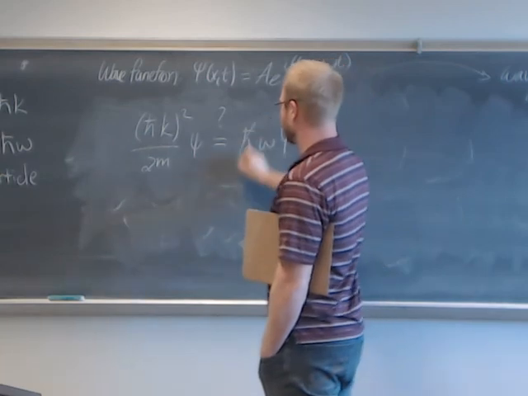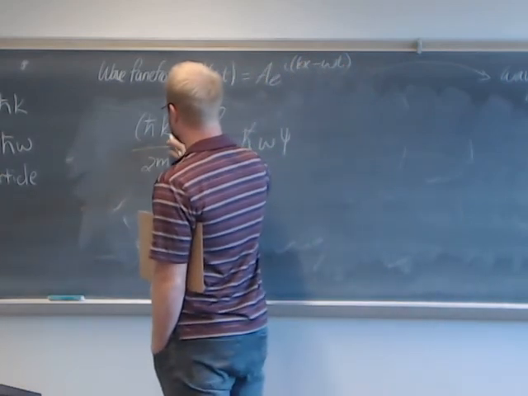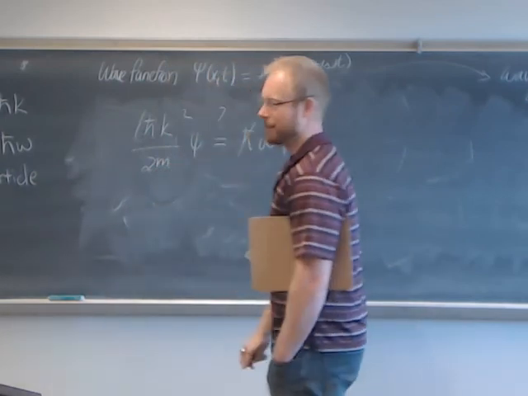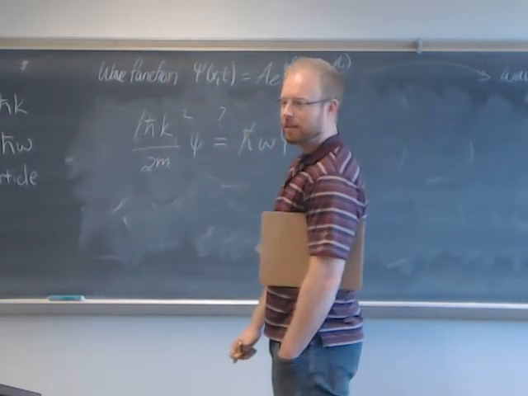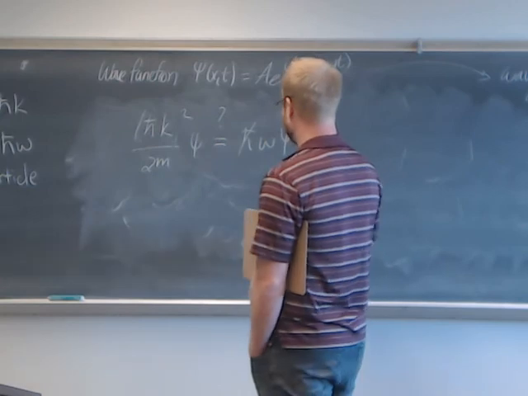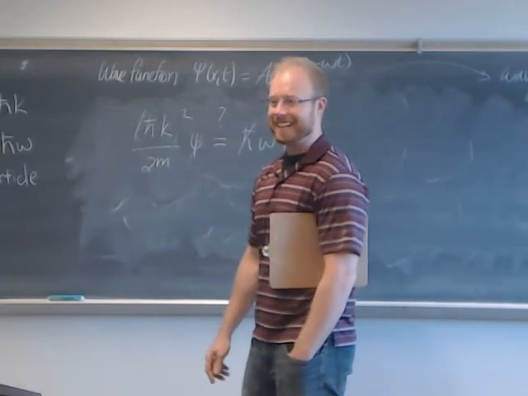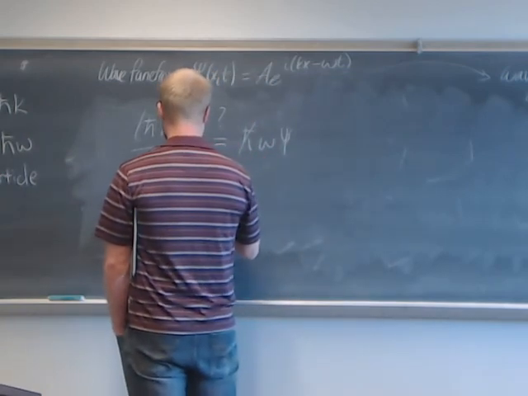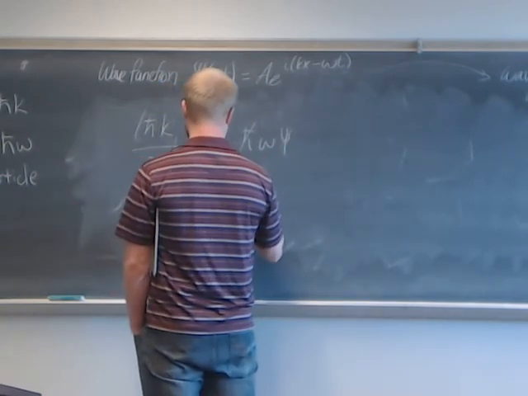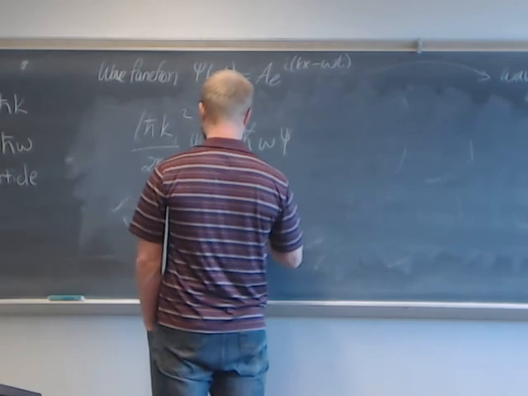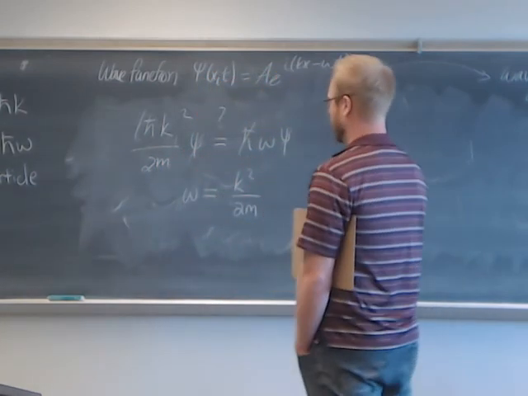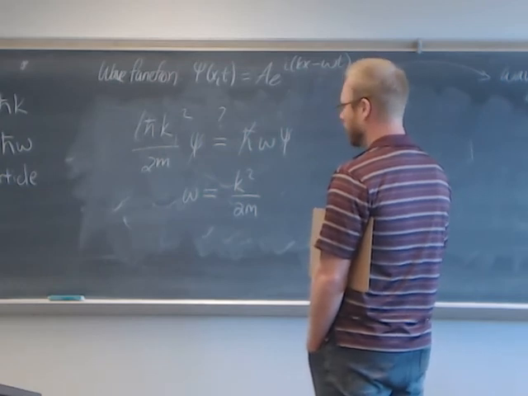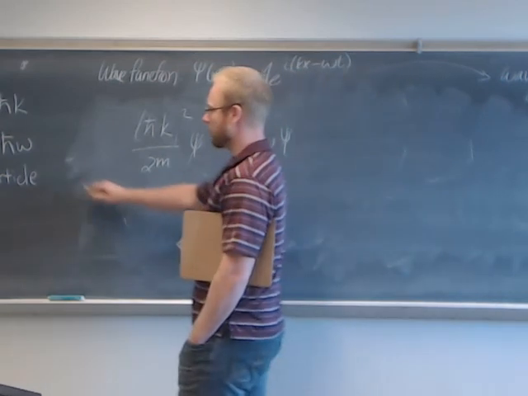Well, we can cancel one of these, so I'm going to space this out. Look at that, just by removing the parentheses. That worked out well. And we can cancel this. So I can say that if this is true, omega needs to equal ħk² over 2m. Okay. Is that true or isn't that true? I don't know. Well, let's go back and check what our original function is.